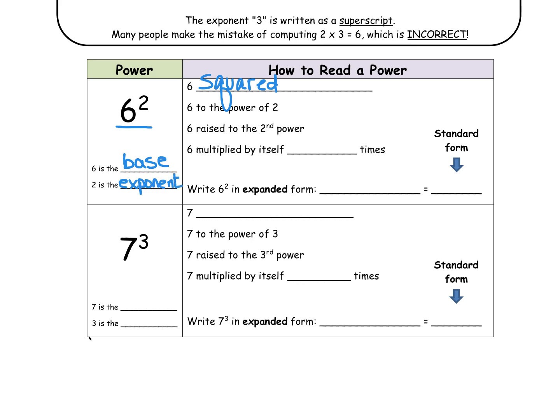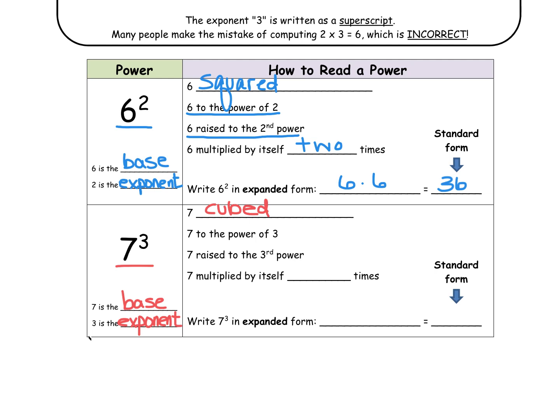There are other ways to say 6 squared. 6 to the power of 2. 6 raised to the second power, or 6 multiplied by itself 2 times. To write 6 squared in expanded form, we multiply 6 by itself 2 times. When we evaluate that, we call that standard form, which would be 36.